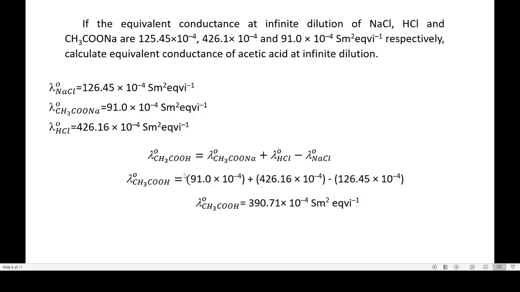So now, as we have seen earlier, this can be calculated as the equivalent conductance of sodium acetate plus equivalent conductance of HCl minus equivalent conductance of sodium chloride at infinite dilution. So substituting all these values, we will get the value of 390.71 into 10 to the power of minus 4 Siemens meter square per equivalent. So this will be the equivalent conductance of acetic acid, a weak electrolyte, at infinite dilution.